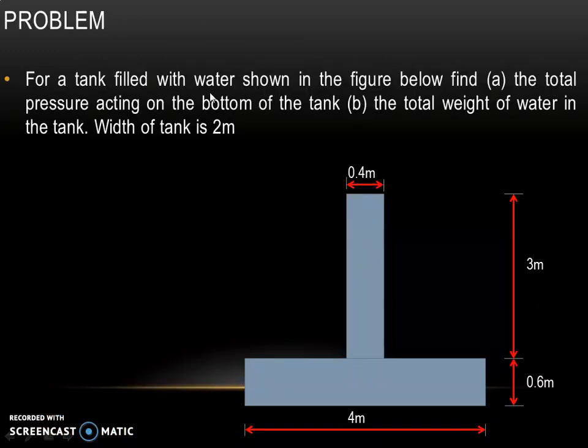Now we will solve a simple problem. For a tank filled with water shown in the figure, we need to find the total pressure acting on the bottom of the tank and the total weight of water in the tank. The width of the tank is given as 2 meter, that is the width which is perpendicular to the slide.